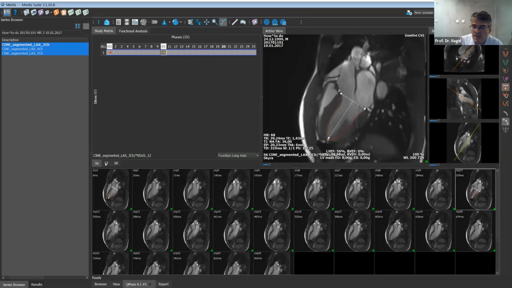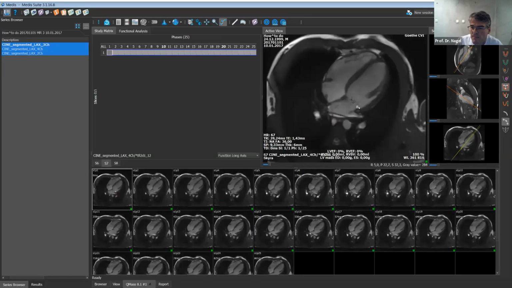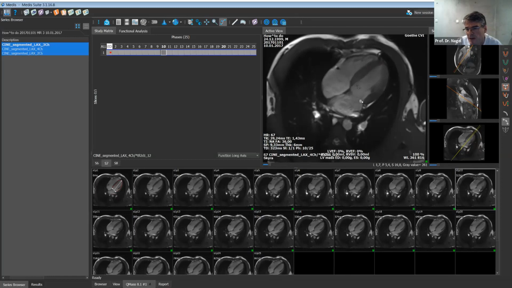Then you go to the next view. Again, you do the basal slice, mark the mitral valve, mark the apex. You find your end diastole, end systole, mitral valve. If there is no clear insertion point of the mitral valve, I use the part where the thick part of the myocardium ends, so the beginning of the membranous septum, and the apex. And then here again, it struggles a little bit with the papillary muscle, so you would pull that out.